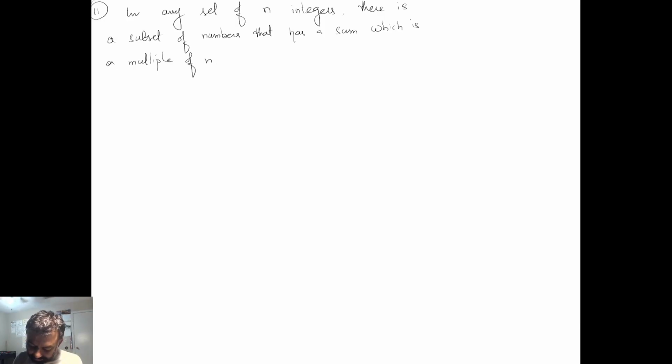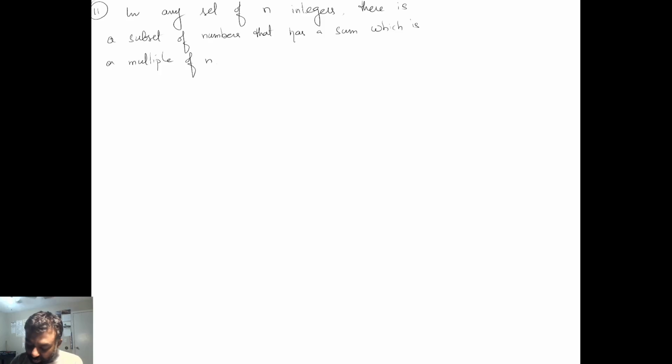Okay, the last one. There are many solutions to this particular problem, okay? There is this one very simple, very easy, understandable solution. So let me try to show that. The question asks that if there is a set of n integers, then there is a subset of them such that the sum of that subset is a multiple of n.